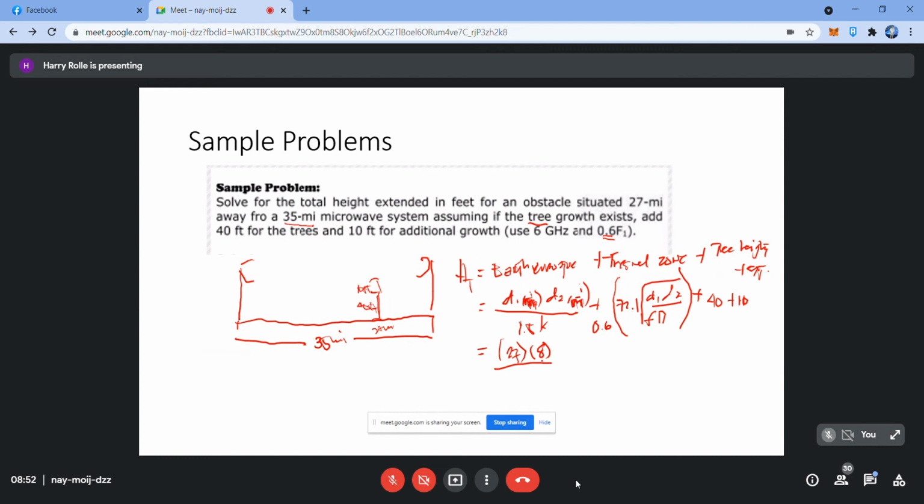So 27 multiply it by 8, 1.5 multiply it by k. Ano yung k natin na gagamitin? Tandaan nyo anak, pag hindi sinabi ang k, ang ginagamit natin is k in normal condition, which is 4/3. Okay? Kung hindi specify kung ano ang k at normal condition, ang ginagamit natin ay 4/3.